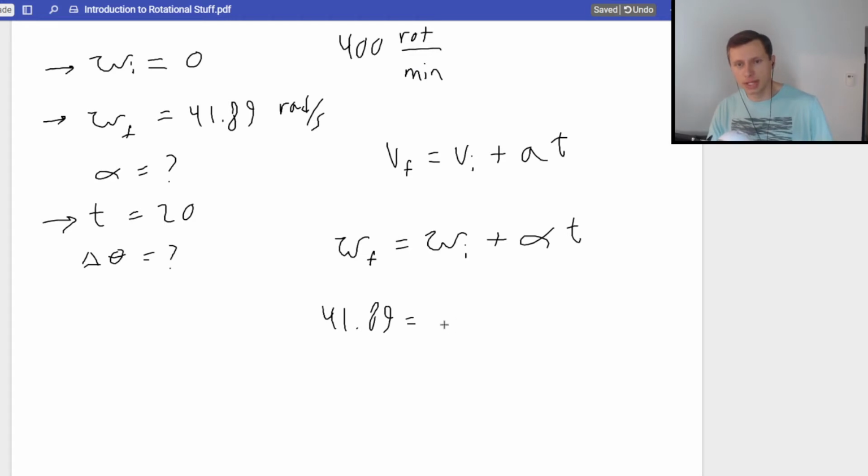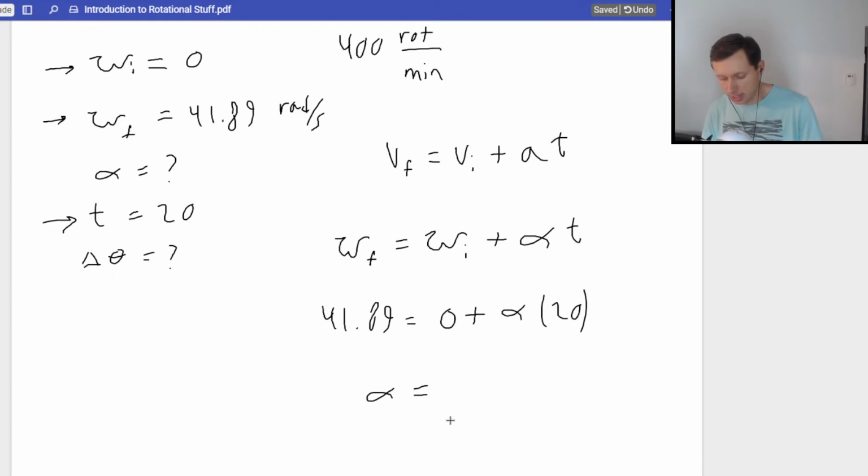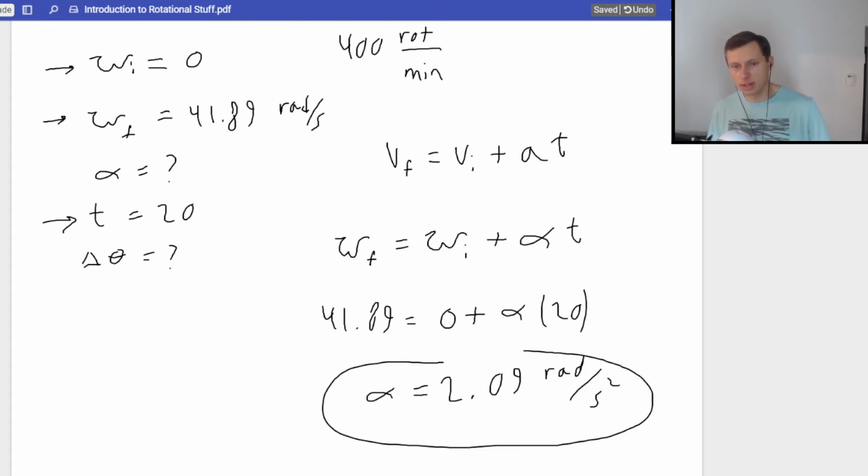So then omega final is going to be 41.89. That's equal to omega initial, which is 0, plus alpha, which is unknown, times a time of 20 seconds. So I can just plug this in my calculator, divide by 20. Alpha is going to be 41.89 divided by 20, which is 2.09, and the units are radians per second squared. Okay, there we go. We found alpha.